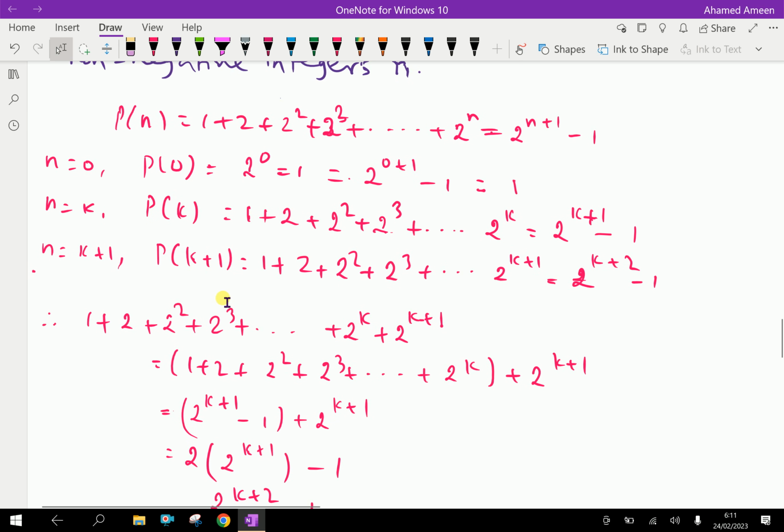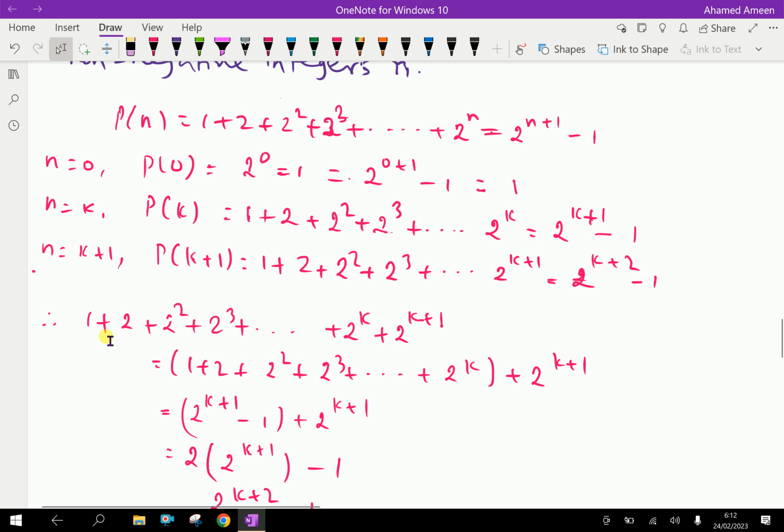Now, the inductive step. Let n equal k for a non-negative integer. We substitute n as k, that is P of k equals 1 plus 2 plus 2 squared plus 2 cubed up to 2 power k. We are substituting here, which is equal to 2 power k plus 1 minus 1. Here, for the inductive hypothesis, we assume that P of k is true for any arbitrary non-negative integer k. So, we have this expression.